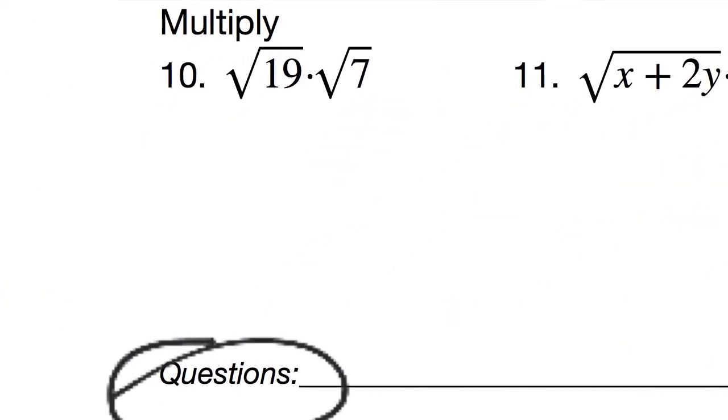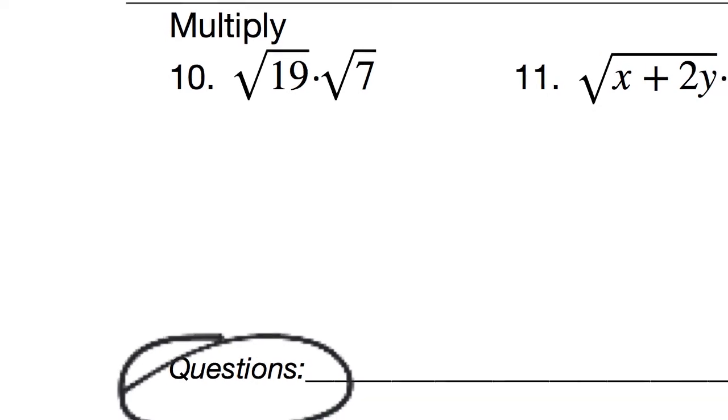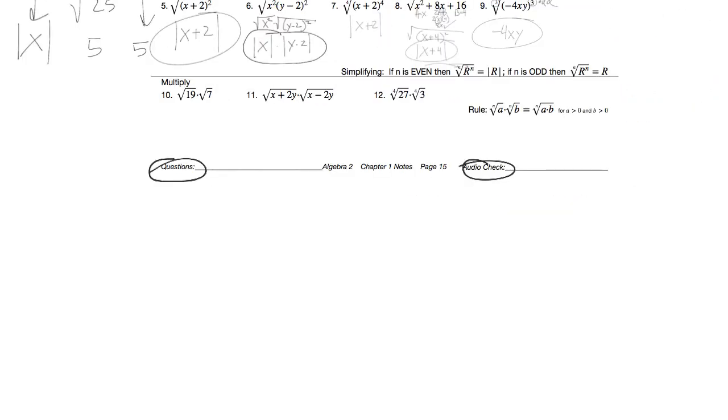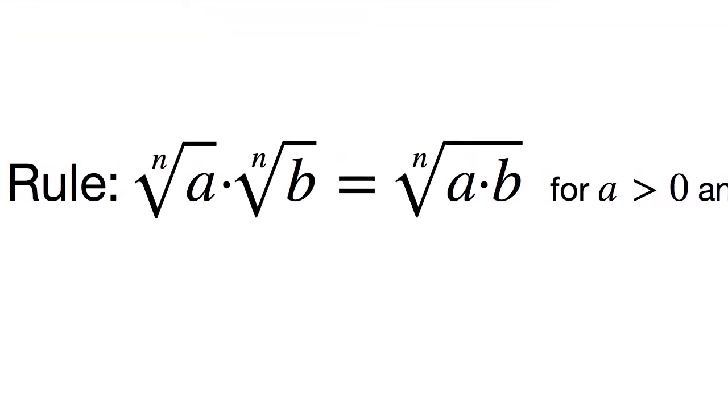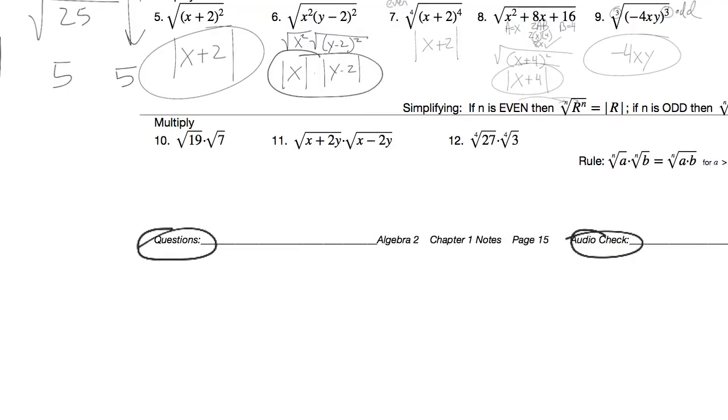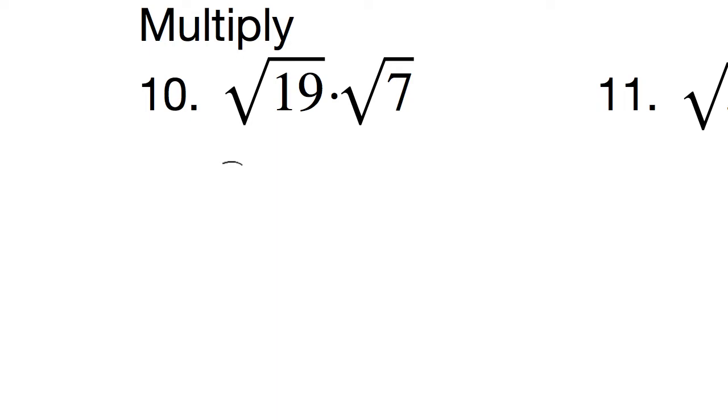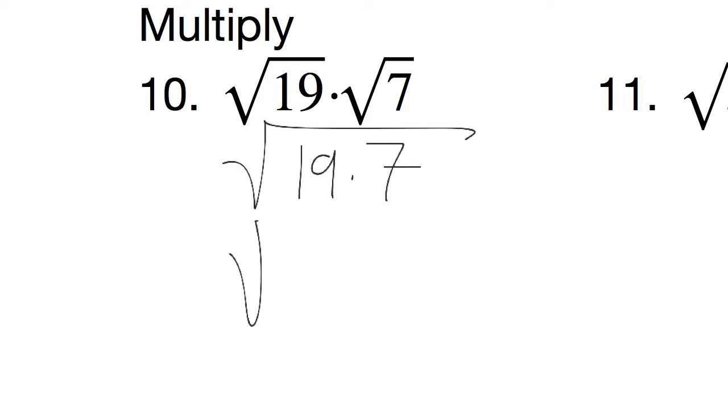All right, multiply. So one thing that you may or may not remember from previous classes is that the square root of a times the square root of b is equal to the square root of a times b. So we get the square root of 19 times 7, which is the square root of 133.